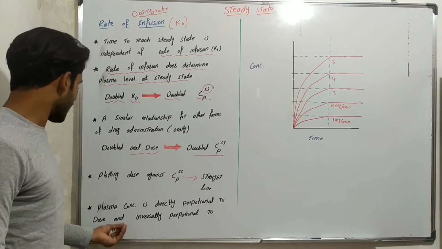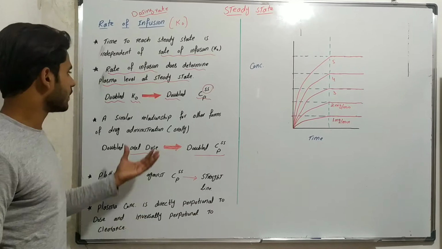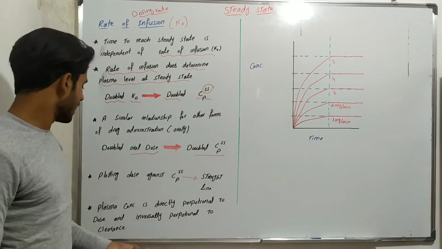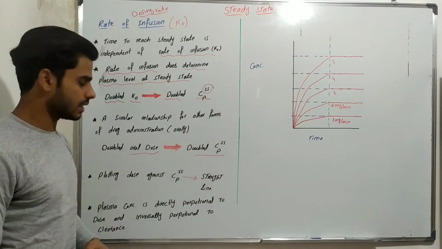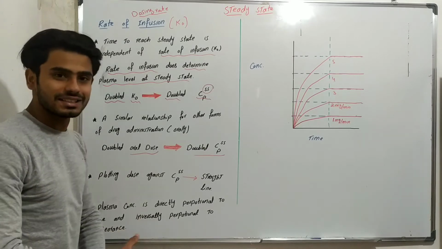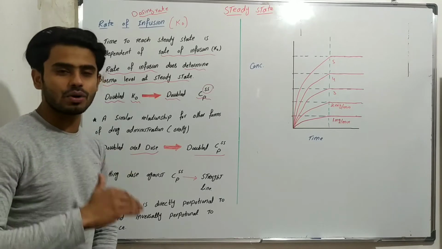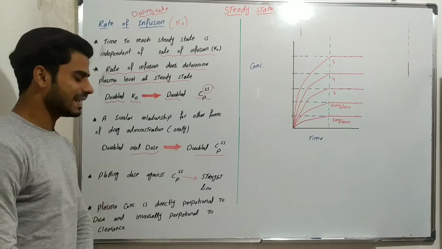And the next concept is that plasma concentration is directly proportional to dose. We have just explained that plasma concentration at steady state is directly proportional to dose. If we increase the dose, then this will increase, but it is inversely proportional to clearance. If we are increasing the dose, then the plasma concentration will increase, meaning that less amount of the plasma will be cleared of drug. So clearance will decrease.